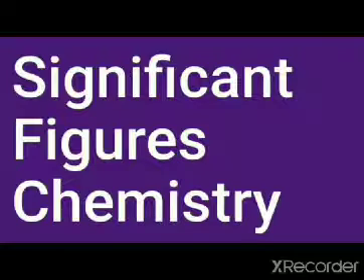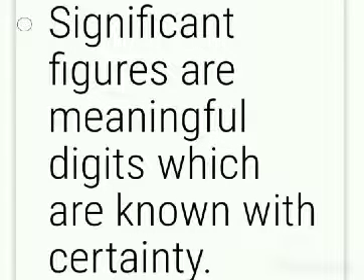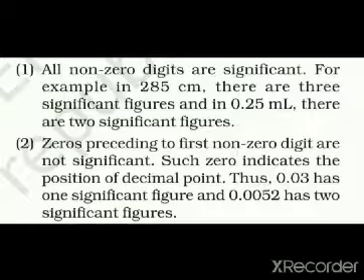It means either the instrument is not able to record the measurement accurately or the person is not able to take the measurement accurately. Therefore, the uncertainty in the experimental values is indicated by mentioning the number of significant figures. Thus, we can define significant figures as meaningful digits which are known with certainty. Significant figures give you the number of meaningful digits which are known with certainty. Let us now discuss the various rules used to determine the number of significant figures.